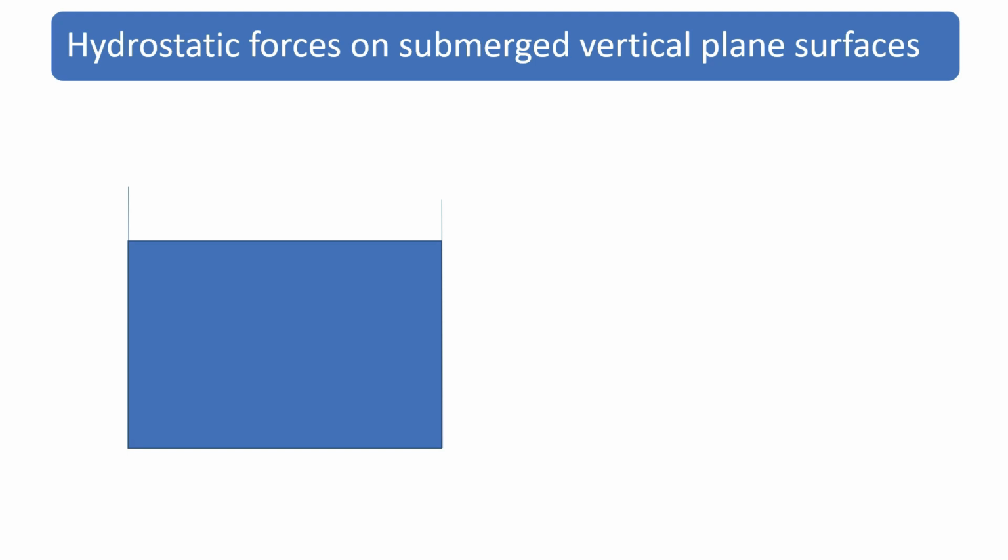And let us take a vertical submerged body. So this is an arbitrary body. So what is the force acting on this plane surface? This surface is kept vertical to the liquid. For this, we will consider a small elemental area of this plane surface, that is dA, which is at a height of h.